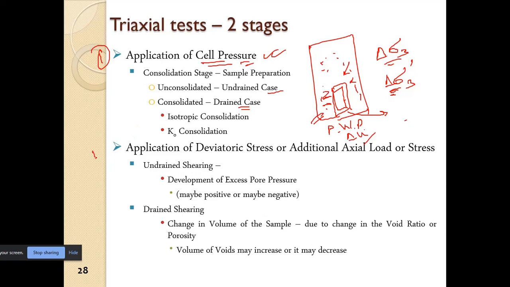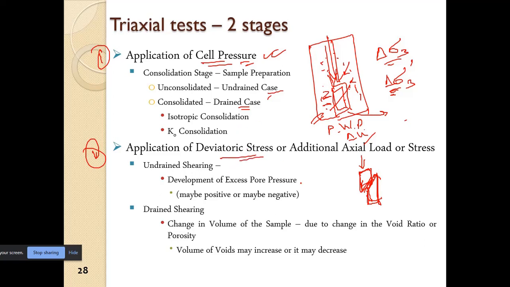Then in stage 2, what we do is we apply the deviatoric load. We apply the deviatoric load up to the point where the sample fails, where the sample shears off. As we have seen in the previous slides, the sample will shear off. So up to the point the sample shears off, we apply the deviatoric stress or the deviatoric load.